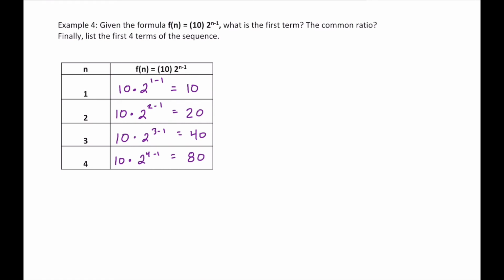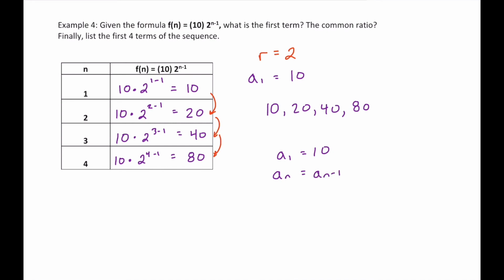You'll notice that I'm multiplying by 2 each time. 2 is my common ratio. The value of my first term, a sub 1, that's equal to 10. The first 4 terms of the sequence, 10, 20, 40, and 80. And just to review what we did at the start of this video, if I wanted to write that as a recursive rule, I would say the first term is 10, and the value of the nth term can be found by taking the term that comes before it and doubling it.